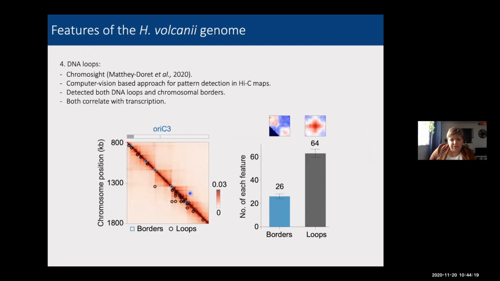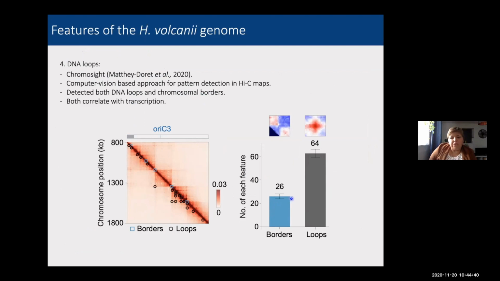And the fourth thing we saw, which was actually really interesting, was we recognized DNA loops throughout the chromosome. And so we utilized a method that's recently been published in the lab called Chromosight. I won't go into the details, but the reference is there, and it's a really cool paper. So it's a computer vision based approach, and it detects patterns in Hi-C maps. And in the Haloferax maps, it detected both DNA loops and chromosomal borders.